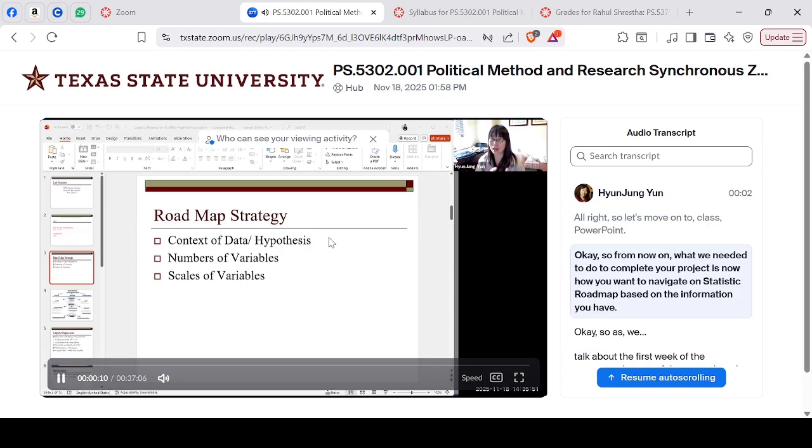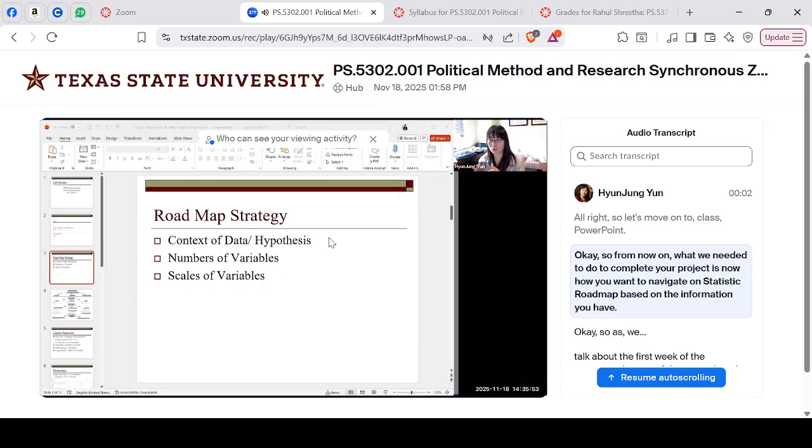Okay, so from now on, what we need to do to complete your project is figure out how you want to navigate the statistics roadmap based on the information you have. As we talked about in the first week and part of the second week of the semester, as long as you have these three components of information, you know what test you can do.